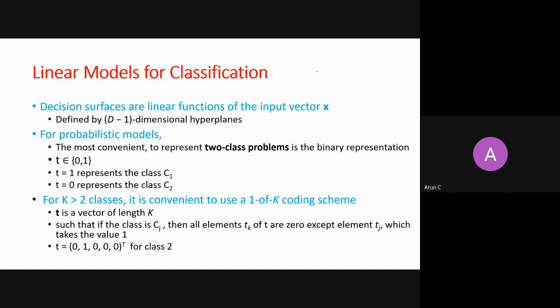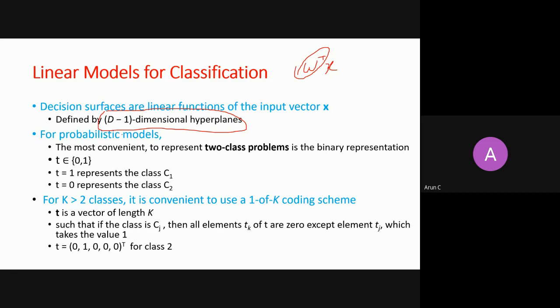The decision boundaries, or decision surfaces, are linear functions of the input variable X. Only then can you say that you are defining a hyperplane, because if I write W transpose X, it is a linear function of the parameters. If I do that, then I'm defining a D minus one dimensional hyperplane. So my decision boundaries are hyperplanes of dimension D minus one, one less than the dimension where I have my data, right?